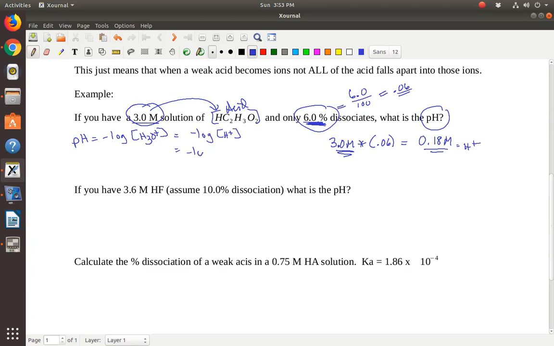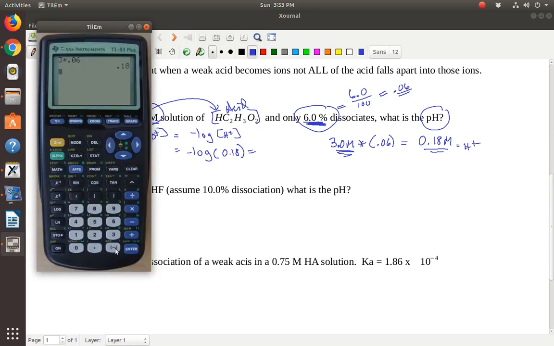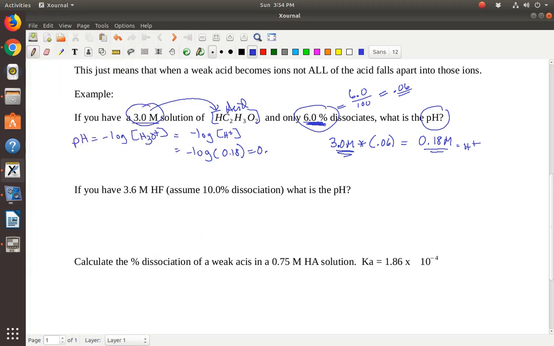I can figure out the pH. It's the negative log of 0.18. Negative log of 0.18, close parentheses, enter. The pH is 0.74. 0.74. That's the pH. Okay? 0.74.